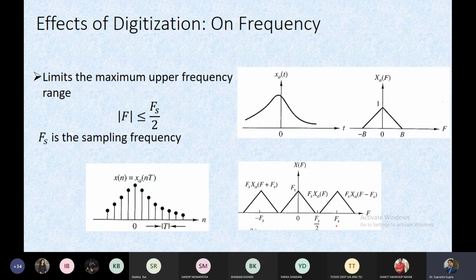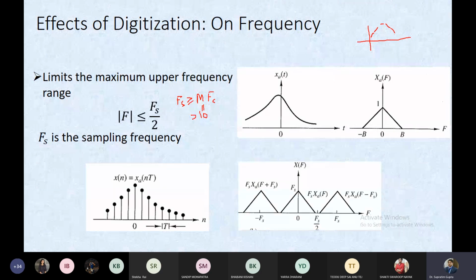So we found the limit of the maximum upper frequency is fs by 2, theoretically, but in practice we will take it as fs by 10, so that in one period of the sinusoid we get at least 10 samples. Why do we need to do that? Because it increases the density of the samples, and so our interpolation between samples will be better. So this fs should be greater than some multiple of fm. In practice we take this as 10, and we can take it more also, so greater than 10.